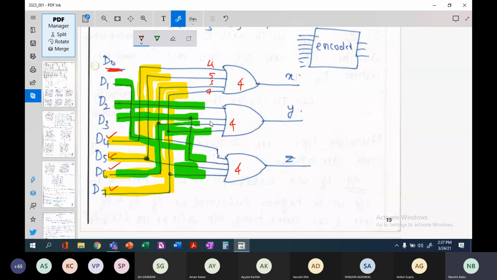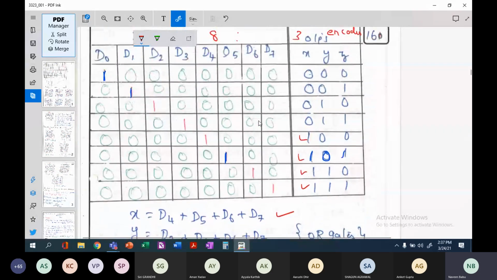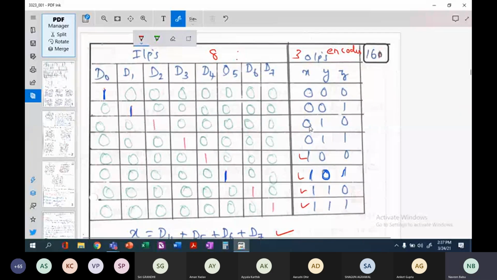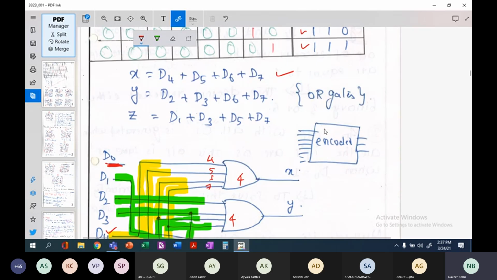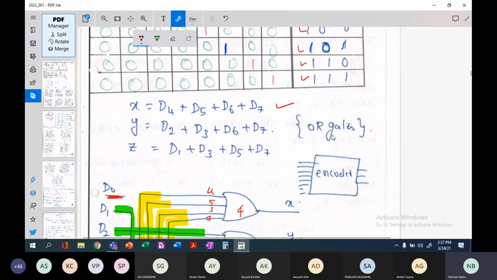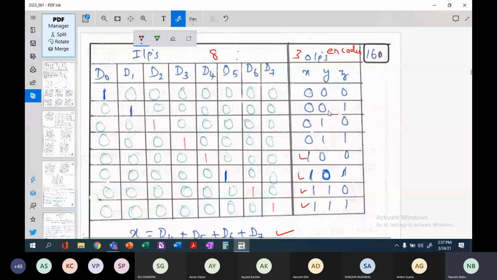But there are problems here. What is the problem? What if I don't give any inputs here, which means there are no inputs at all and everything is 0? When everything is 0, the output will be 0, 0, 0 because I have not given any inputs. But 0, 0, 0 output corresponds to D0 equal to 1. This is a problem.